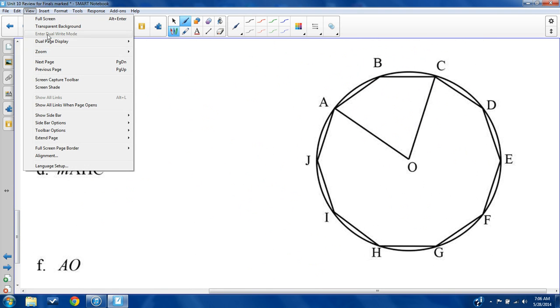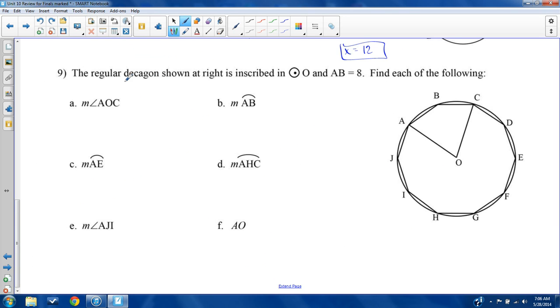All right, I'm going to zoom back out again to the whole page width. Okay, the regular decagon shown at right is inscribed in circle O. So circle O means O is at the center. If it's inscribed, it means all these points touch the circle. And AB equals 8. So this is the length of segment AB, the chord. So this is 8. Let's find each of the following.